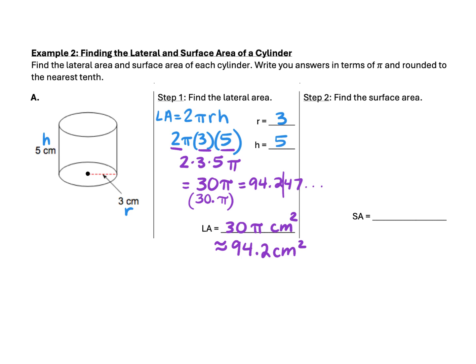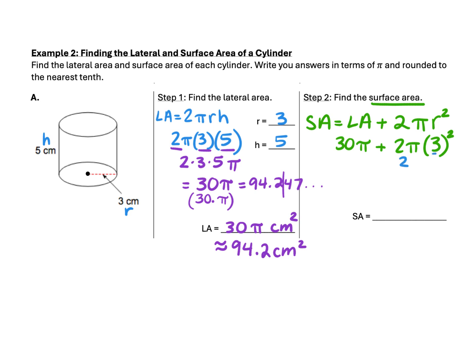Next up, we can calculate the surface area. To get the surface area, now that we know the lateral area, the surface area is just the lateral area plus 2 pi r squared. We're going to take the exact value here, leave everything in terms of pi. So I have my 30 pi plus 2 pi times r squared, and r squared is 3 squared. Taking my calculator here, 3 squared is 9, so 2 times 9 is 18 pi.